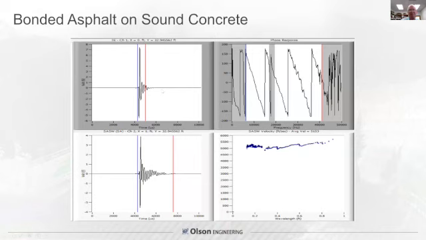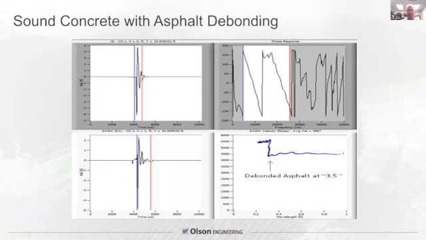The data looks like this. Here's your surface wave data windowed. This shows the phase plots, and this produced a sound result. This was bonded asphalt on sound concrete around 5,300 feet per second or so, the wavelengths approaching a foot. This showed sound concrete with asphalt debonding. Right at 3.5 inches, we saw a delay in phase that corresponded to a drop in velocity from 5,500 feet per second at this wavelength of 3.5 inches, nominally 0.35 feet. It dropped in velocity. So that was the debonded asphalt.